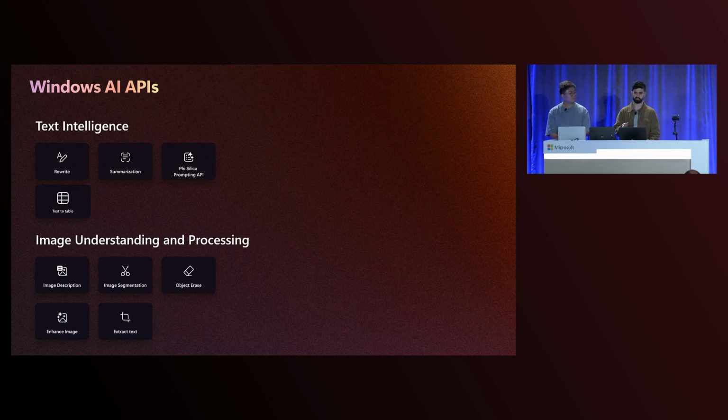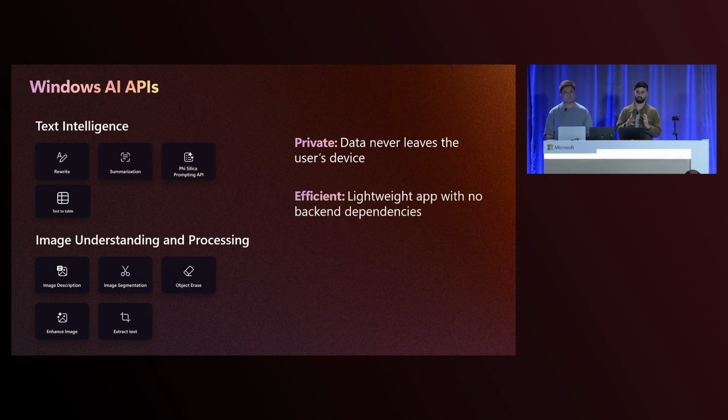Now, the machine learning models that power these APIs are built by Microsoft and run entirely on your users' machines. That means three things. First is that data never leaves your user's device. Even Microsoft cannot see your prompts or responses. The second is that it keeps your apps lean. Because the models ship with the OS, your app does not need to increase its size to take the model, and it can remain lean.